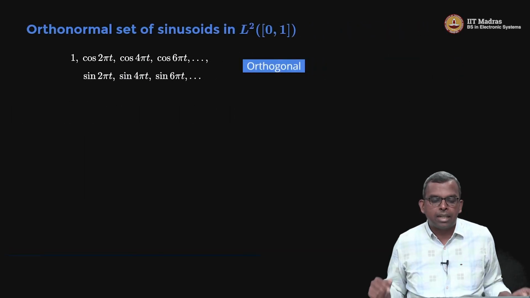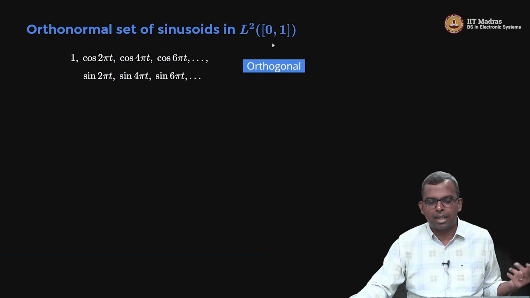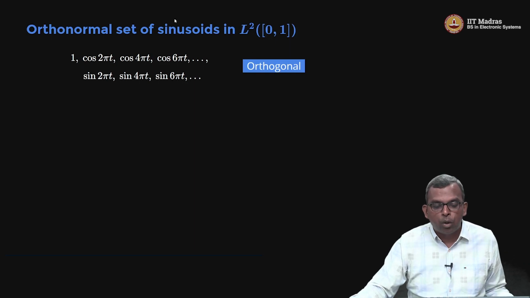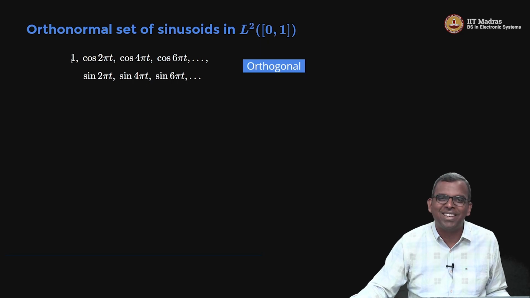First, we will pick our own favorite L2[0,1]. You can also pick other intervals here; it doesn't change the description too much. I'm going to pick [0,1] just as an example, and I'm going to consider an orthonormal set of sinusoids in this L2[0,1]. First of all, I'll consider a bunch of sinusoids. Well, 1 you may say is not a sinusoid, but at some level you can accept 1 as a sinusoid, and then I will look at a whole bunch of cos functions and sine functions.